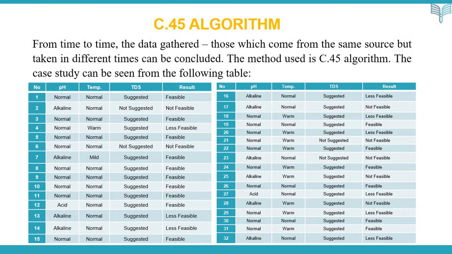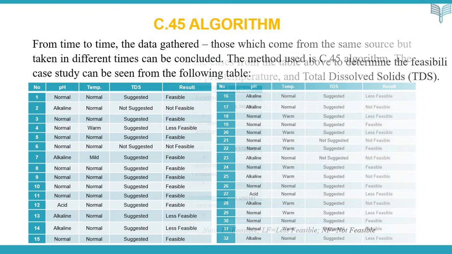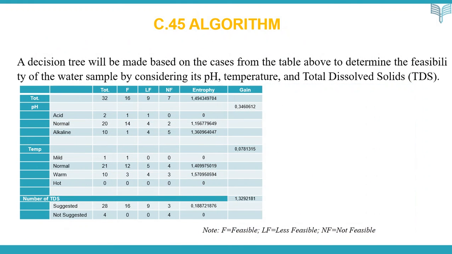So now this is the C45 algorithm. From time to time, the data gathered, those which come from the same source but taken at different times, can be concluded. The method used is the C45 algorithm. The case study can be seen from the following table. A decision tree will be made based on the cases from the table above to determine the feasibility of the water sample by considering its pH, temperature, and total dissolved solids, or TDS.